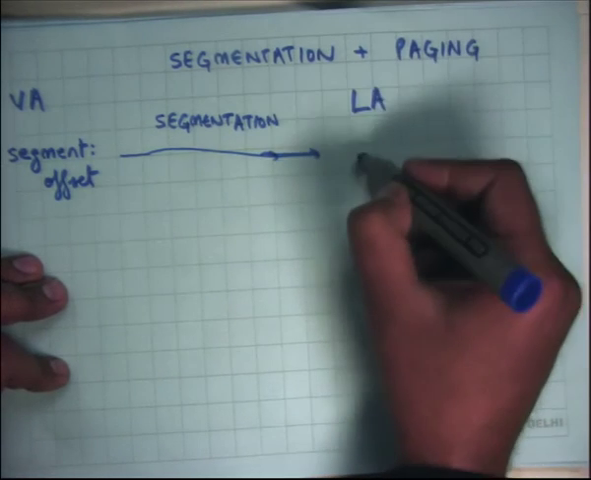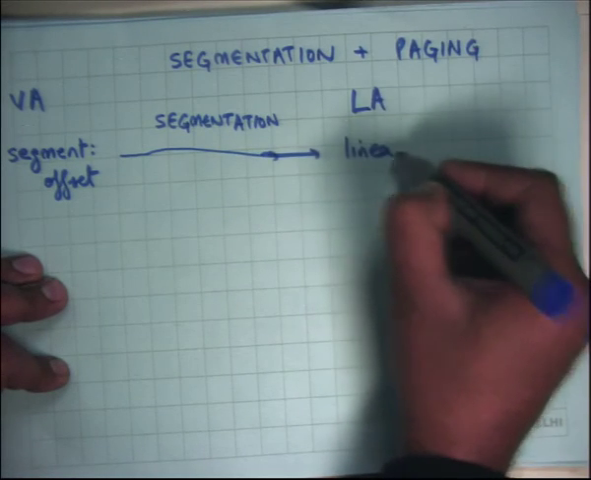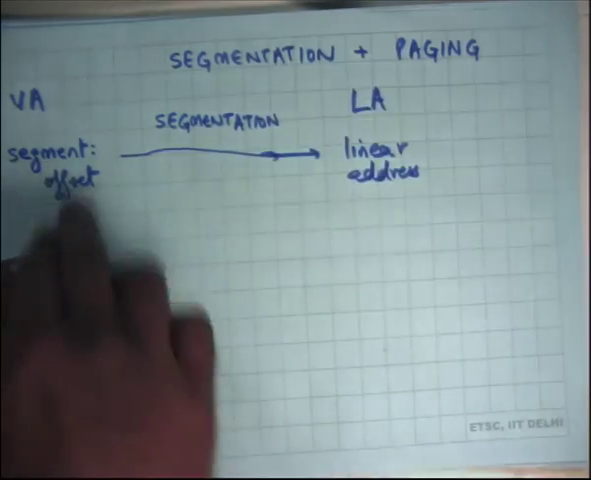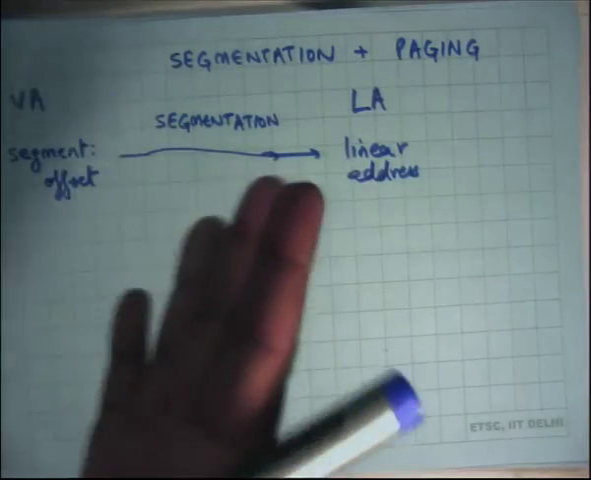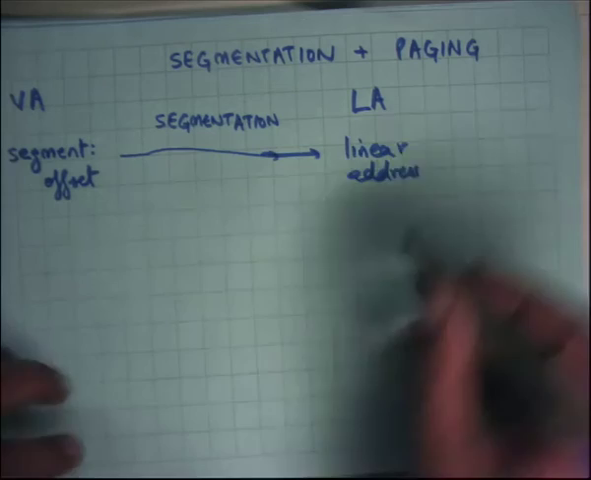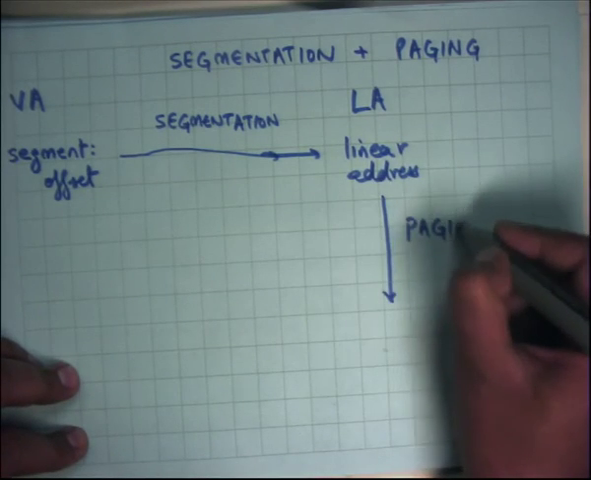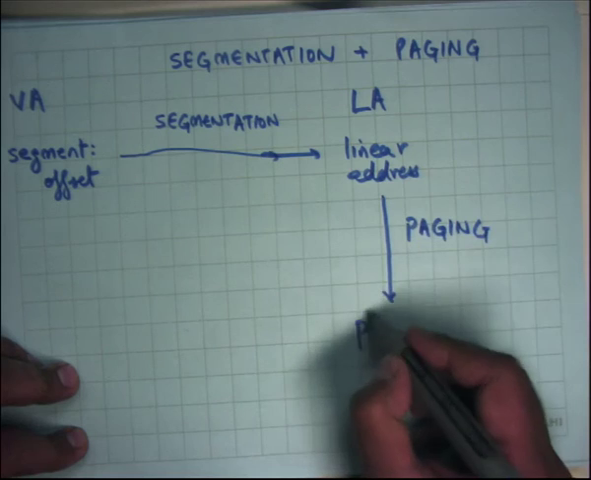All right, so let's call it the linear address. The reason it's called a linear address is because now this address has no segment colon offset. It's just one number, which is a 32-bit number, right? So it's a linear address space. And now this goes through paging hardware to give you a physical address.